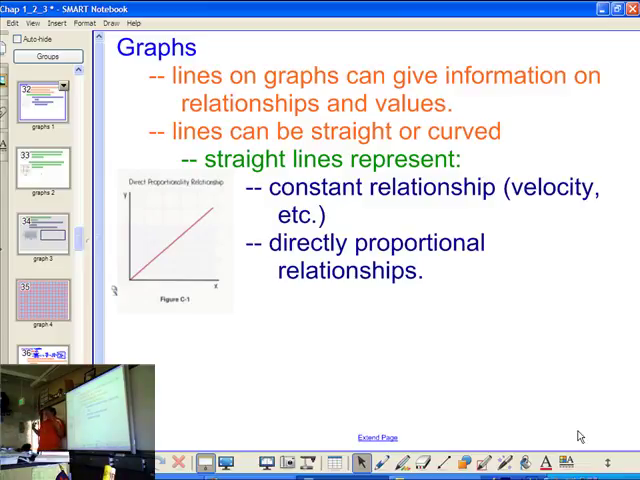There are different kinds of lines. Lines can be straight, lines can be curved. Now you guys have lots of experience with straight lines and things like that, generally from algebra.